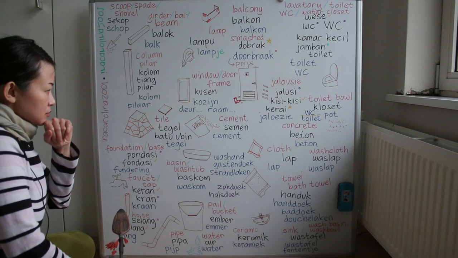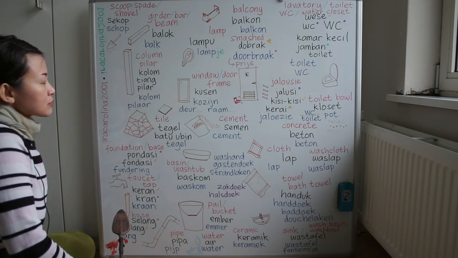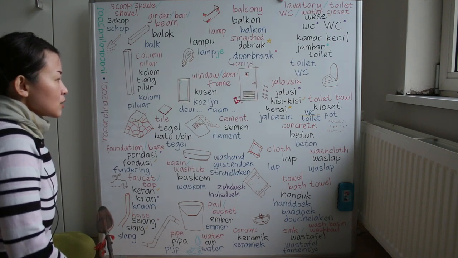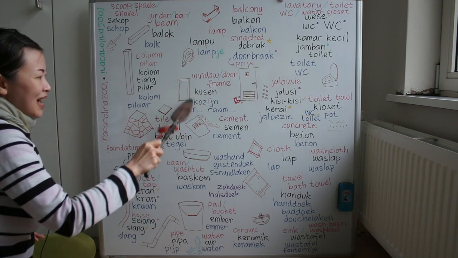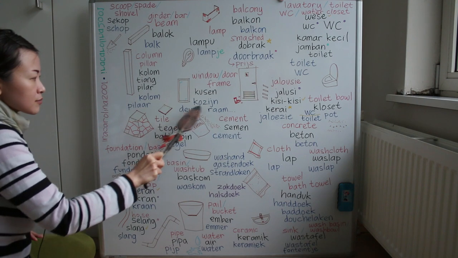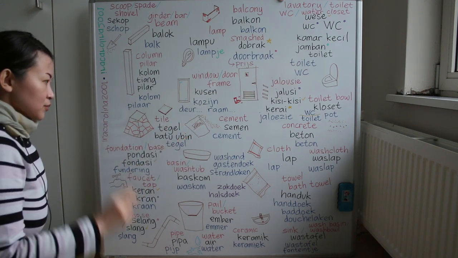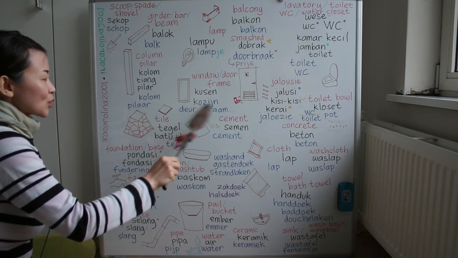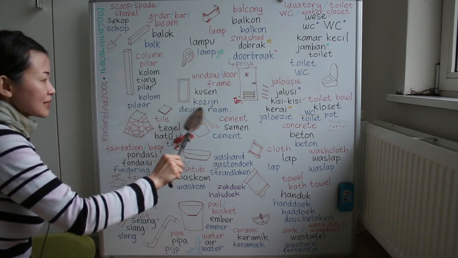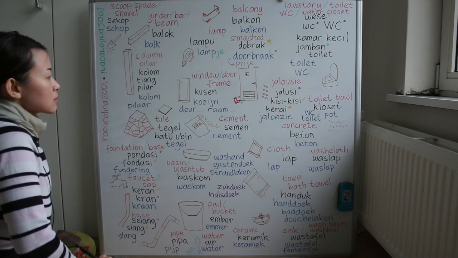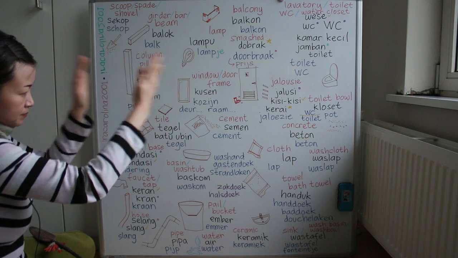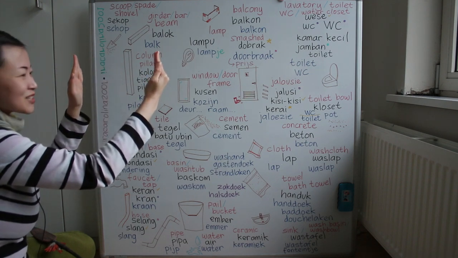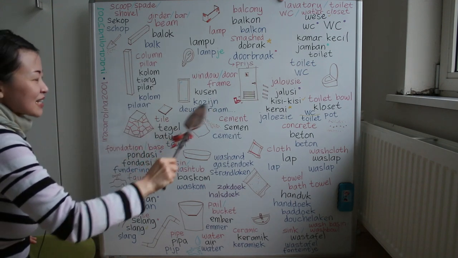Frame. When you have to say window frame or door frame, you have to put this frame together with the word. Of course, it was from two words, door and frame. In Dutch, door frame together, deurkozijn. In English of course separate. In Dutch, one word.